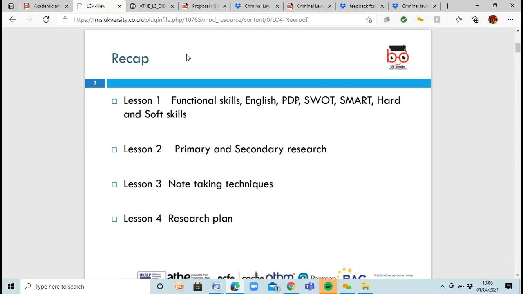So this is a recap of what we've done over the past few days. For learning outcome 1, we looked at your own skills. So you were looking at your strengths, your weaknesses, you were setting targets, and you were creating a personal development plan. Learning outcome 2, we looked at primary and secondary research processes, what they are and what sort of types of resources you use. Then we looked at note-taking techniques yesterday, and today is research plan.